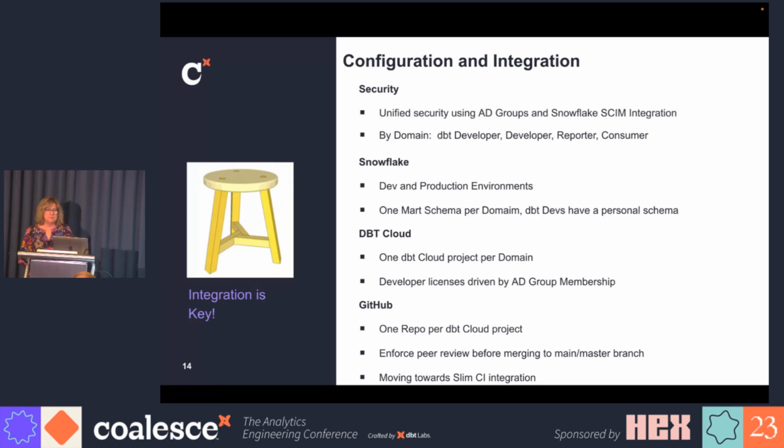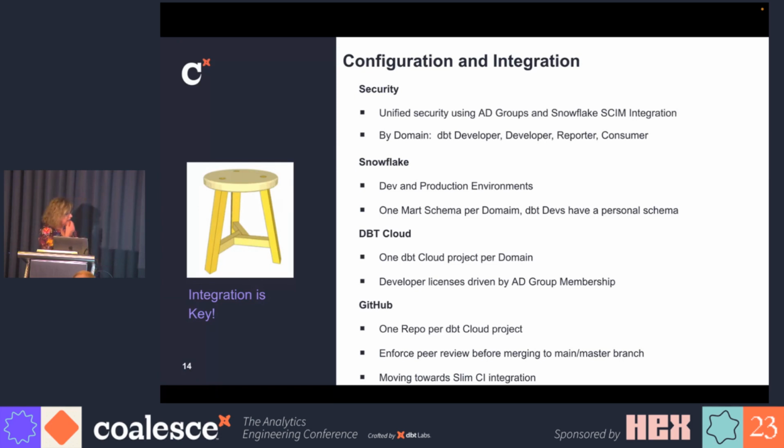In Snowflake, we have dev and production environments. And the way we've set up the security is we have one MART schema per domain. So we have a marketing area, marketing schemas. We have clinical schemas. We have HR schemas set up so that the security allows those domain developers to work within their sort of sandbox schemas.